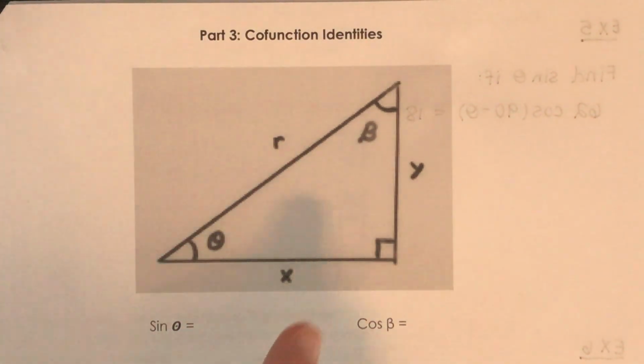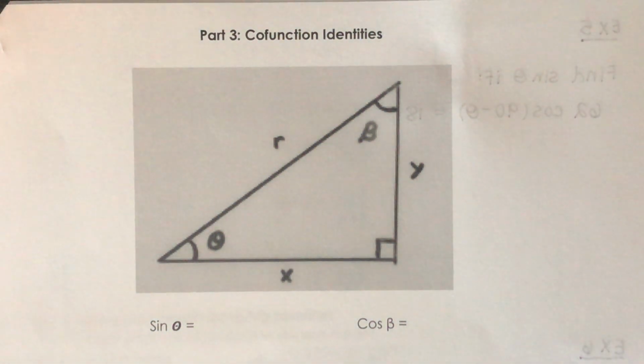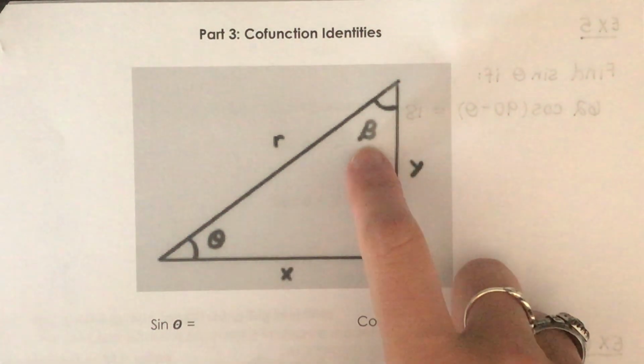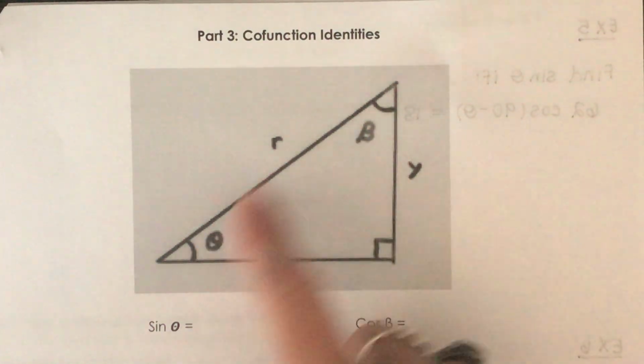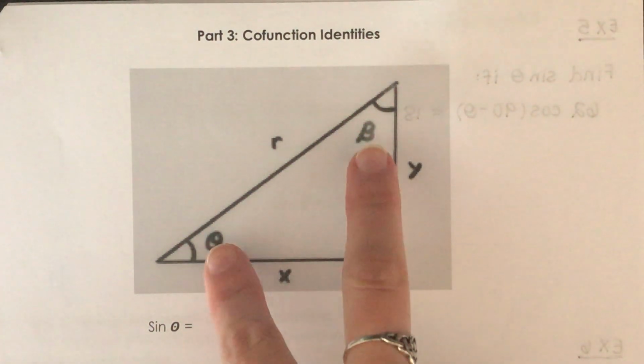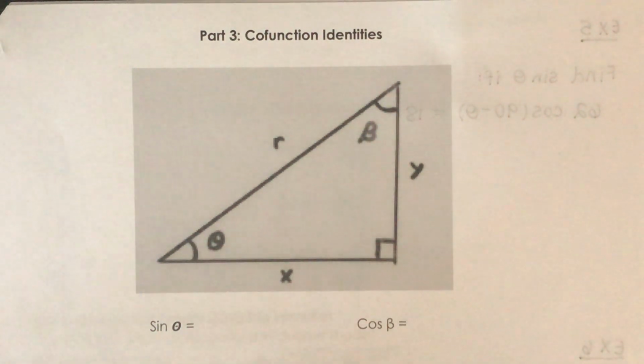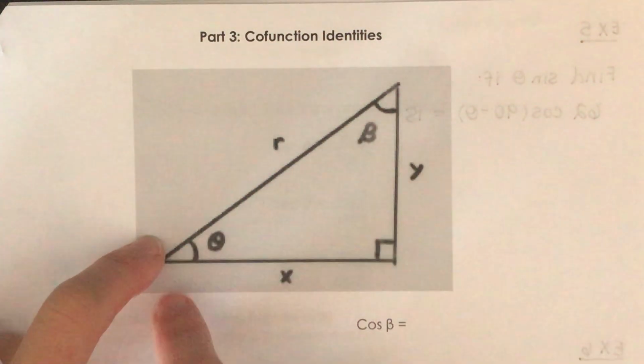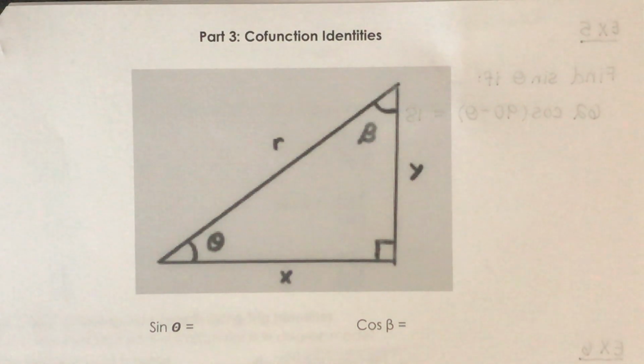So over here in this picture, I've got a right triangle. I've got one angle called theta, and another angle called beta. It doesn't really matter what these are called. I've just got 2 angles, right? Now, I'm going to look at each one of these angles as though it's its own reference angle. So I'm going to look from one angle to another.